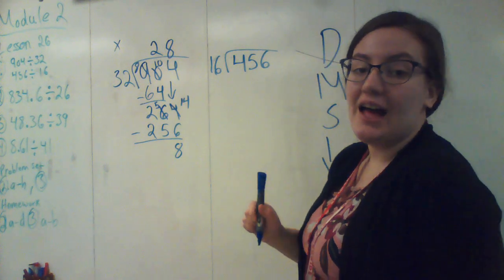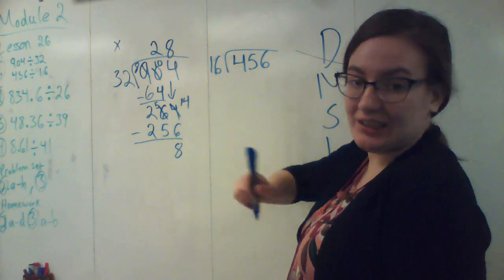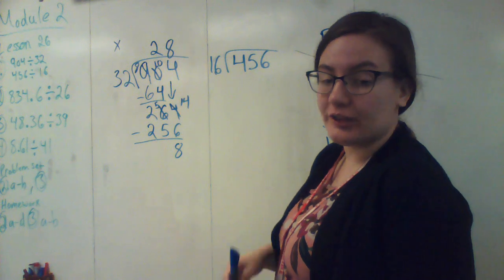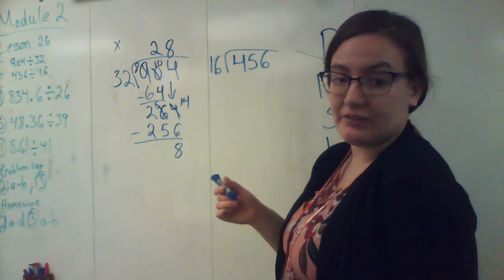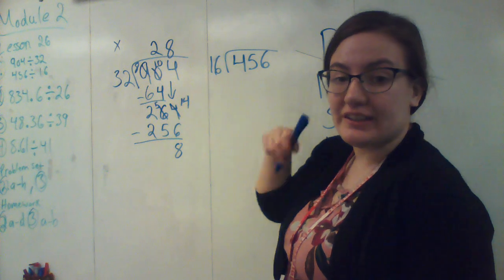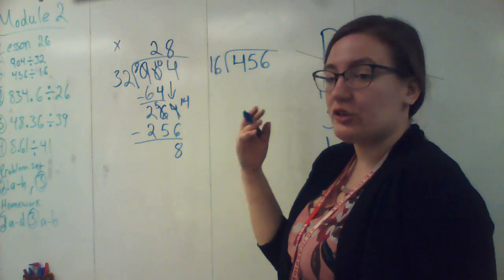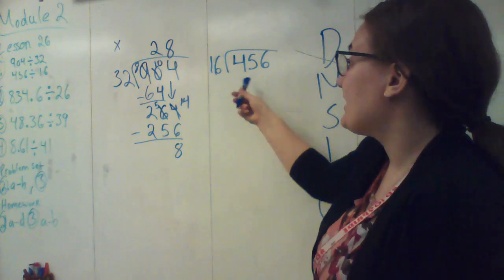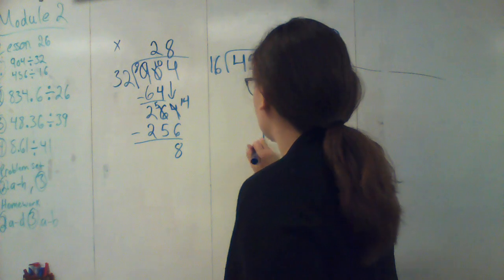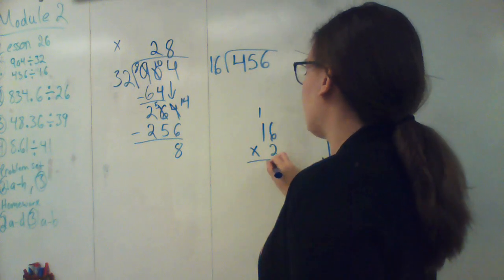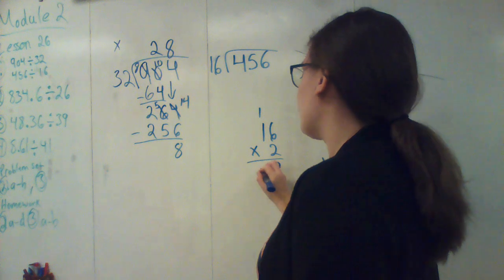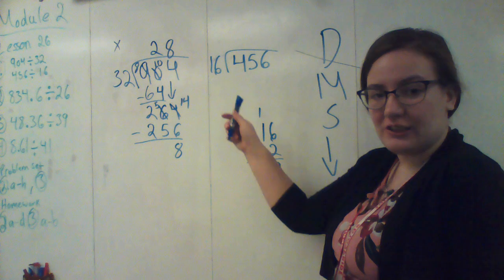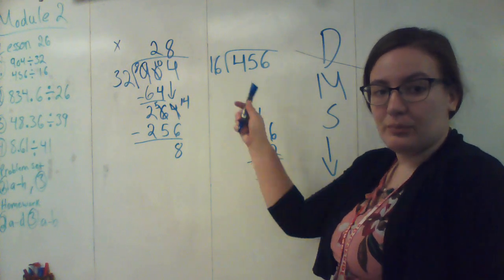So for this problem right here, I have to figure out how many times 16 can go into 4. That's 0. So I move on to 45. So I think about how many times can 16 fit into 45? Well, I could round 16 up to 20 and think about 20 times 2 is 40, and that's pretty close. So let's try 16 times 2 and see if that would work. 6 times 2 is 12, 1 times 2 is 2, and 2 plus 1 is 3. So I have 32. So that is pretty close, and I don't think the difference would be more than 16.